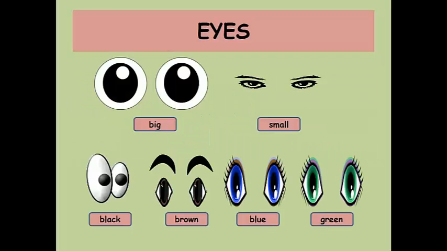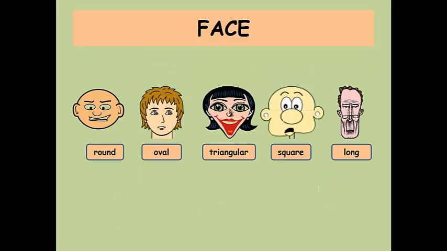Let's learn now about the eyes. They can be big, small, or they can be black, brown, blue, or green, blonde or fair, red, grey, or white. And now, let's learn about the face of the people. It can be round, oval, or it can be triangular, square, or, finally, a person can have a long face.